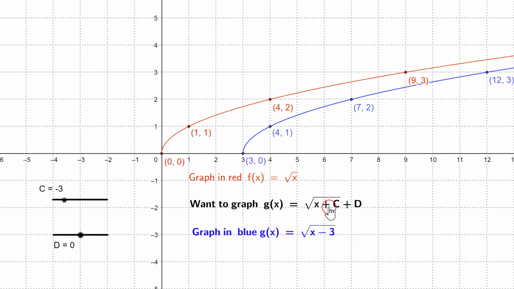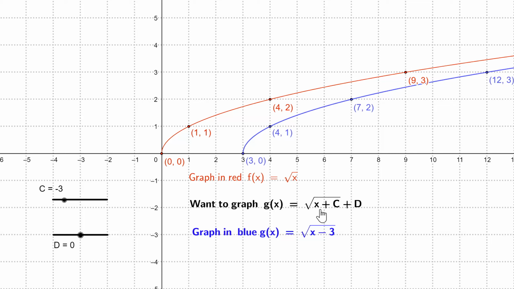So remember, when I have numbers added and subtracted outside the function, it's a vertical shift. If d is positive, it goes up. If d is negative, it goes down. It's kind of logical. But if I have numbers added and subtracted inside the function, it's horizontal, and it doesn't really do what you expect. If you have plus 3, it's going to go to the left 3. And if you have minus 3, it's going to go to the right 3.